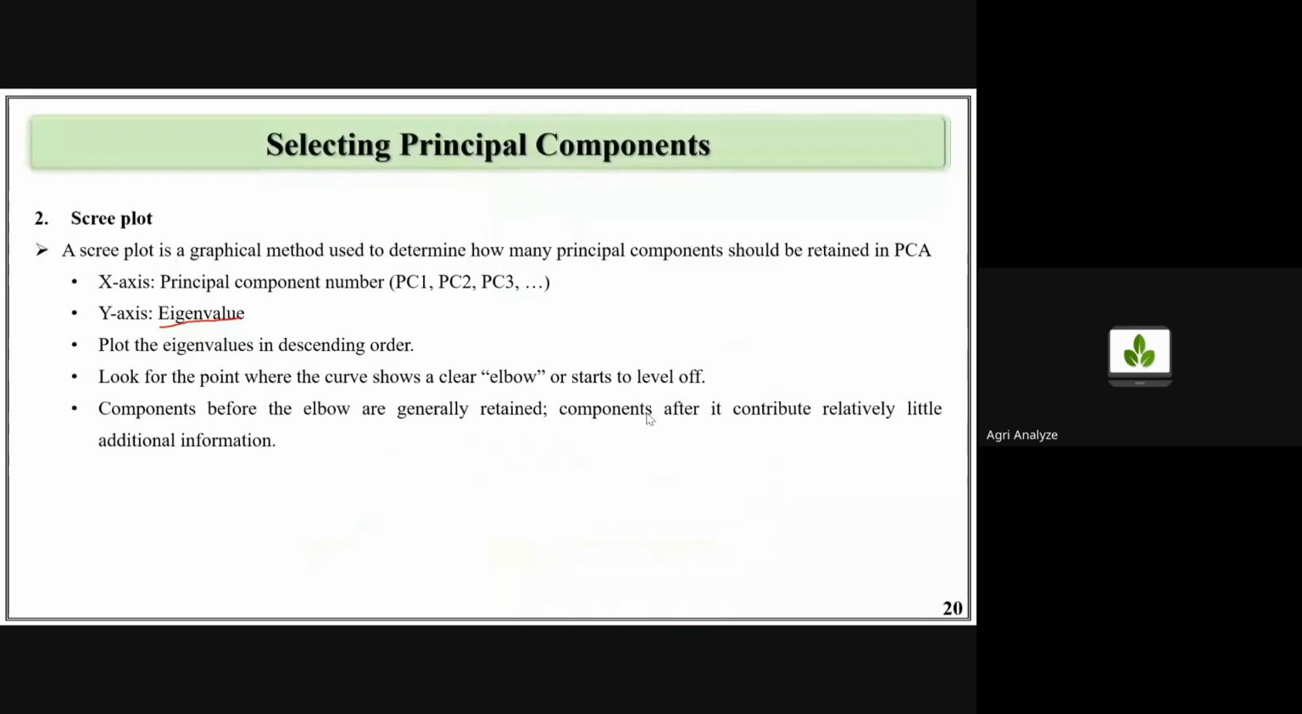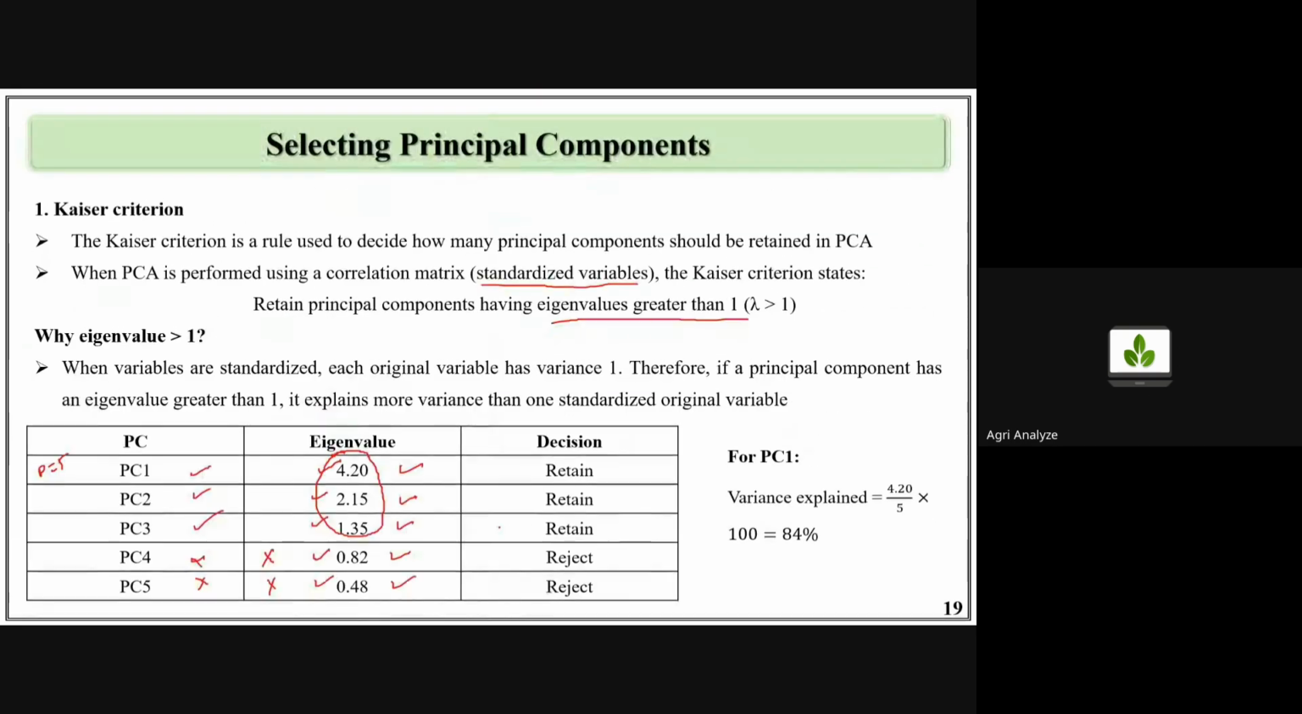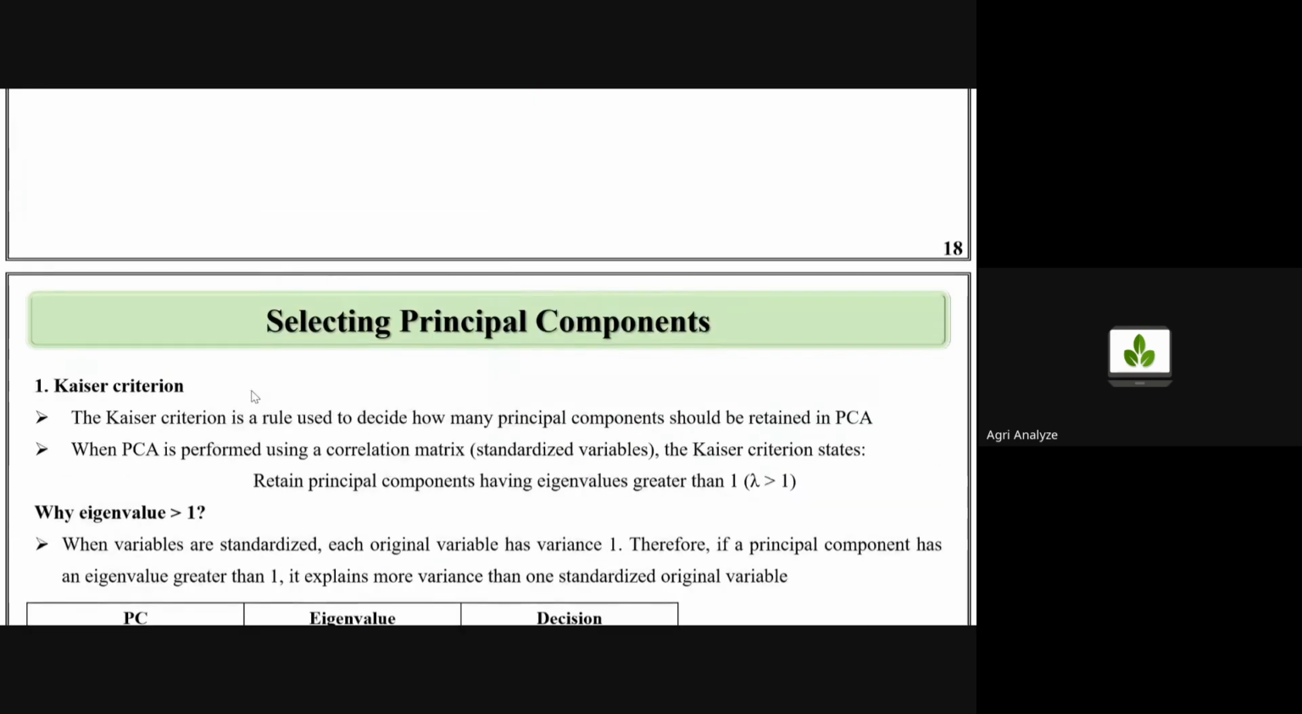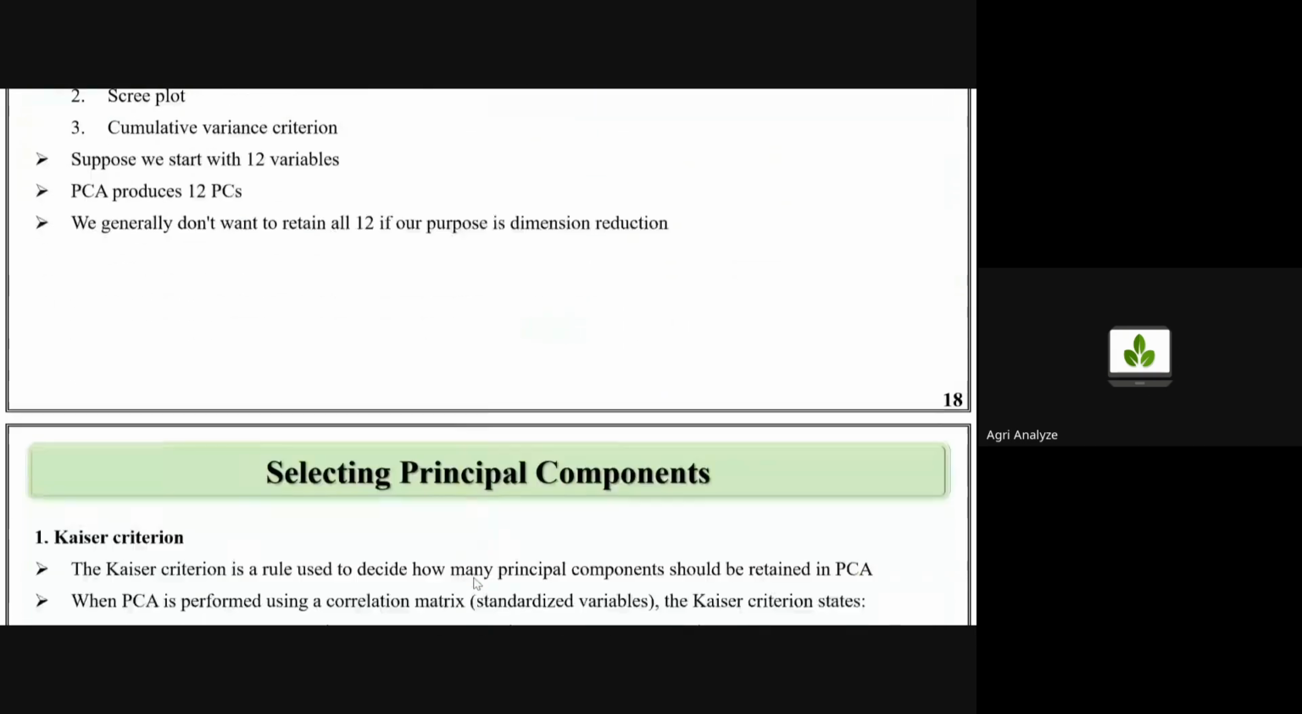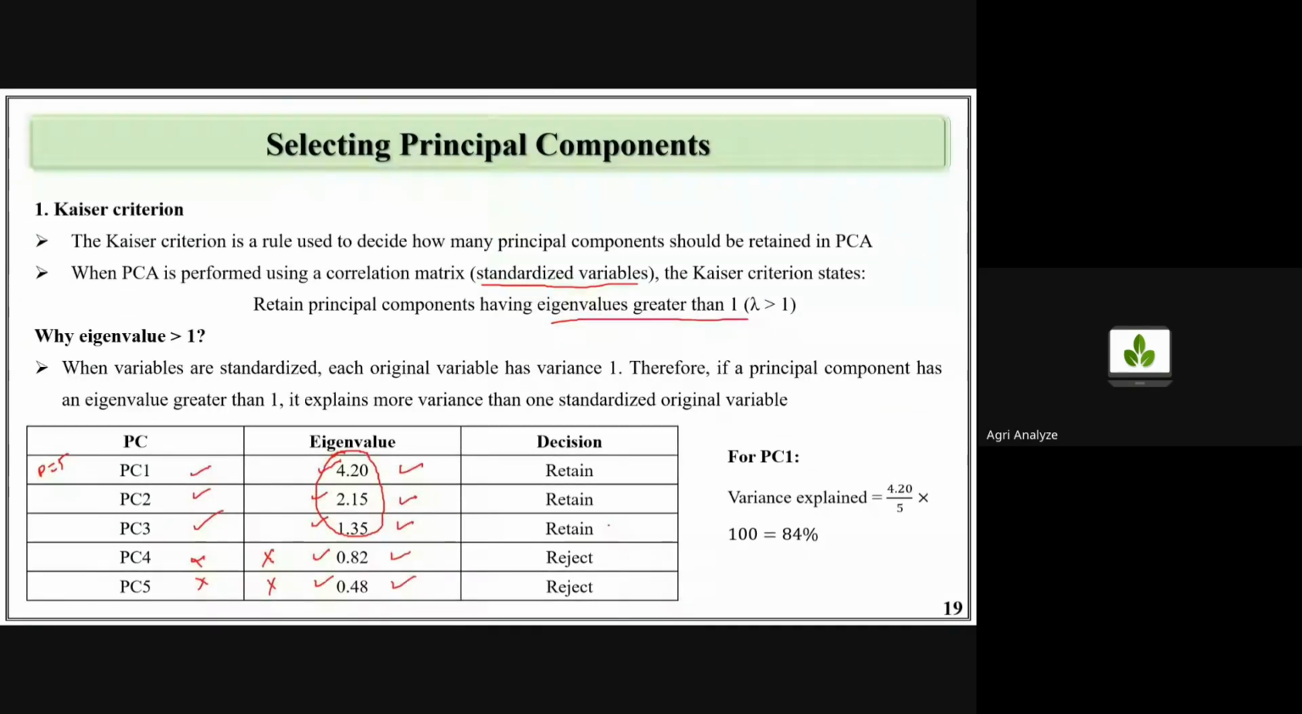Now the third method is the cumulative variance criterion. If we find the eigenvalue for each principal component, we calculate the variance explained by each principal component based on this eigenvalue. For example, 4.20 is the eigenvalue for PC1, divided by the number of PCs, into 100.